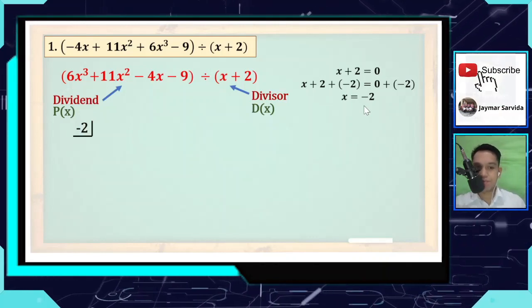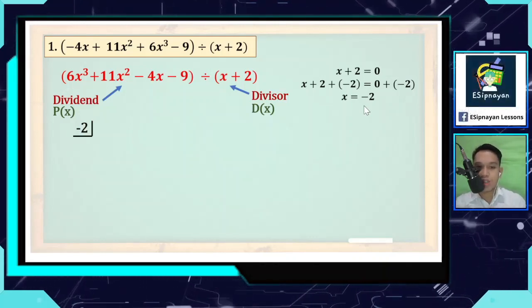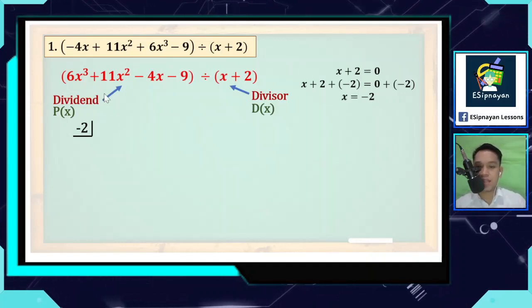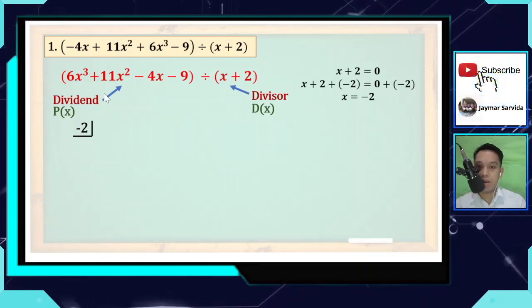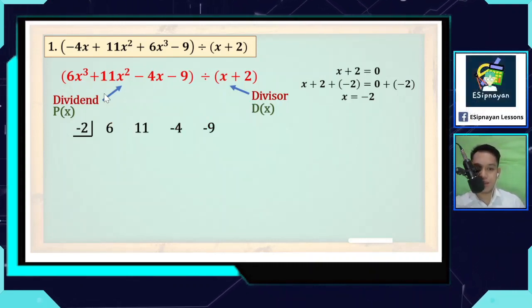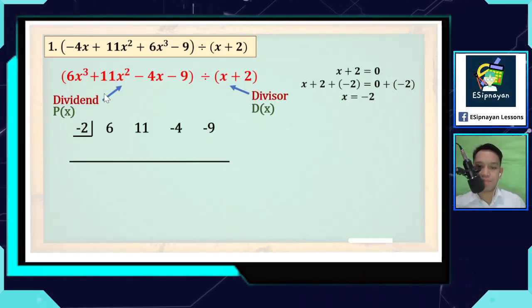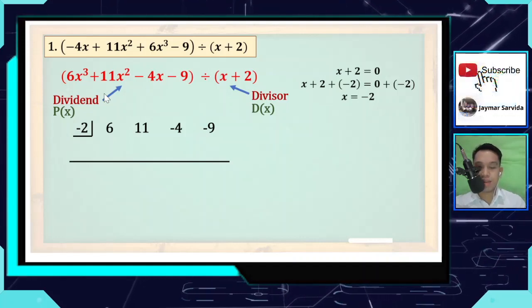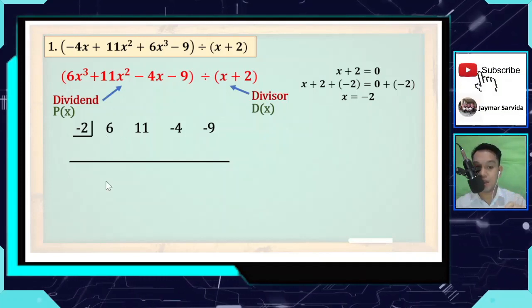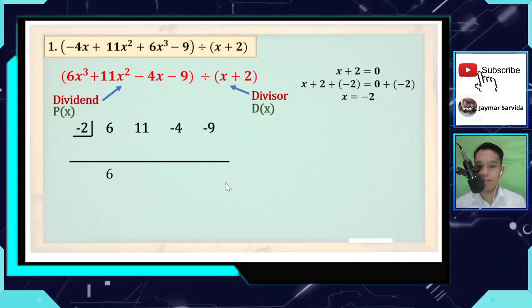Ayan. And then, arrange the coefficients of the dividend, yung ating p of x, in descending powers of x. Write them in the first row. Okay? So, we have 6, 11, negative 4, negative 9. Ayan. And then, the leading coefficient becomes the first entry of the third row. So, meaning, ang ating leading coefficient ay itong 6. I-bring down mo lang si 6.